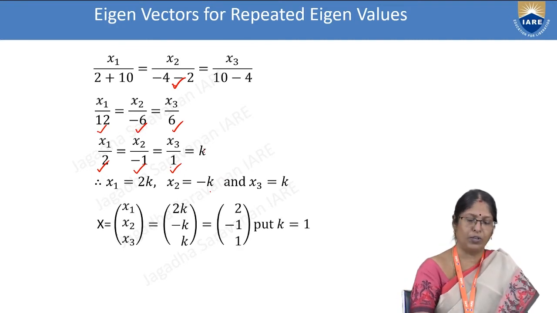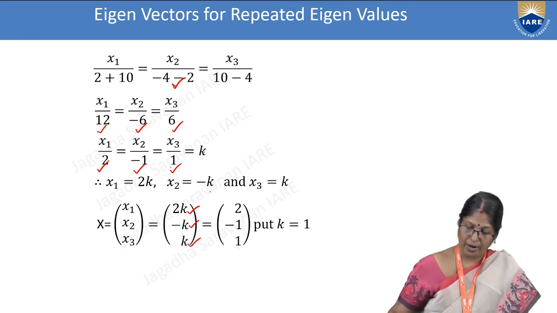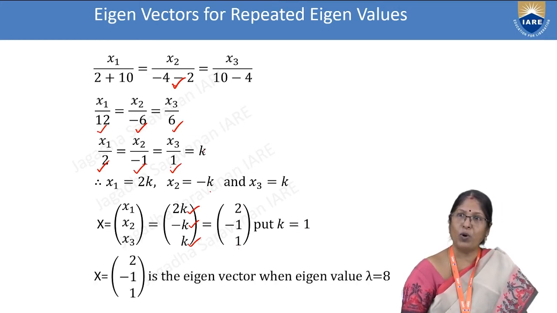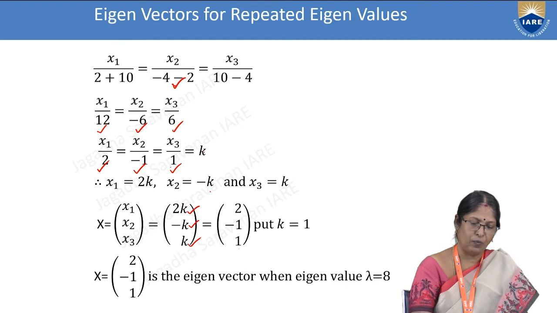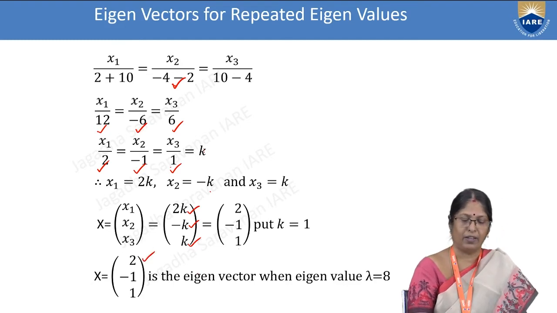So capital X equal to x1, x2, x3 equal to 2k, minus k, k. So 2, minus 1, 1. That is k, wherever the k, we put 1. So it is becoming 2, minus 1, 1. Put k equal to 1. So when lambda equal to 8, that is the eigenvalue, we got this as the eigenvector. That is 2, minus 1, 1 is the eigenvector when lambda equal to 8.